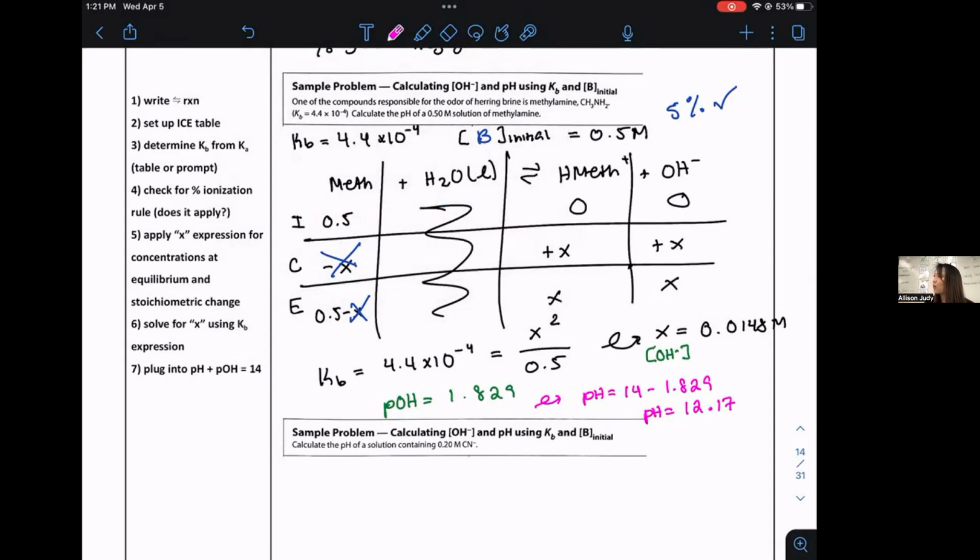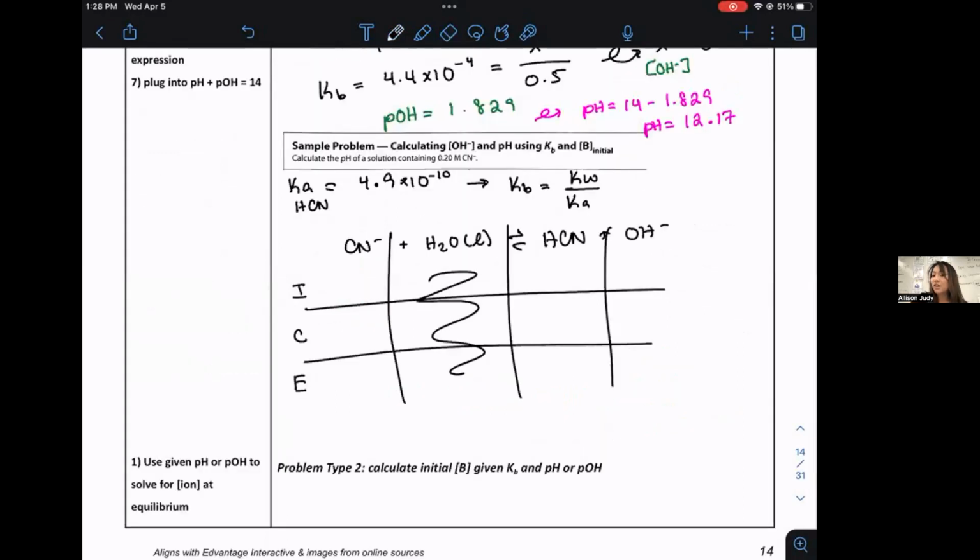So why don't you try the next problem on your own? Yes, Jaden? Because I did negative log of the concentration at equilibrium of the base, particularly the base ion, not just the original base, but the ion produced, the OH minus. All right, go ahead and try the problem below.